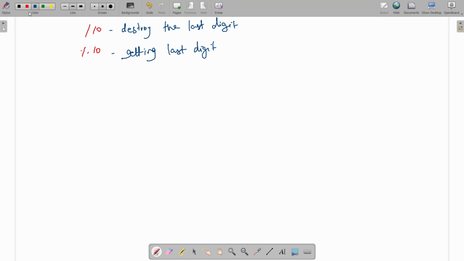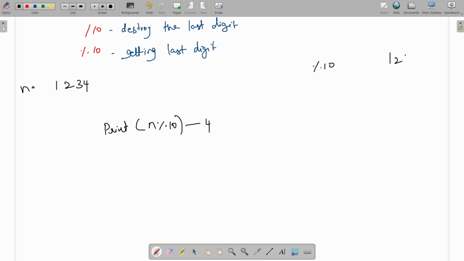So let's take our input as 1234. The task is to display the last digit. How can we take only the last digit? We can get the last digit with the help of modulo by 10, right? So I'm going to directly print. This is my number. So print number modulo of 10. It will print the last digit, 4.